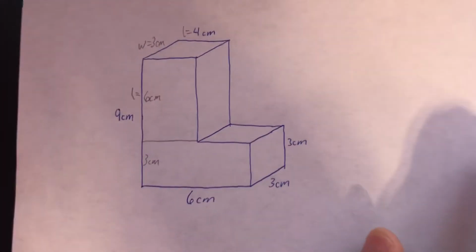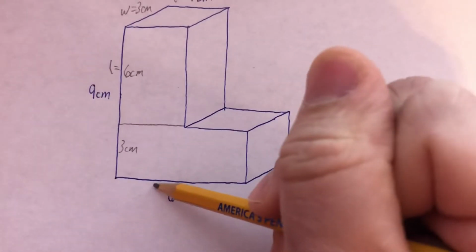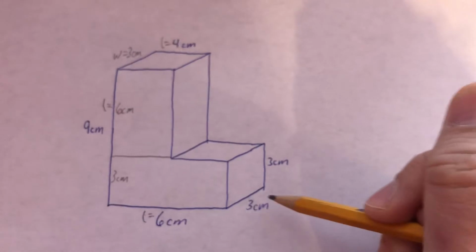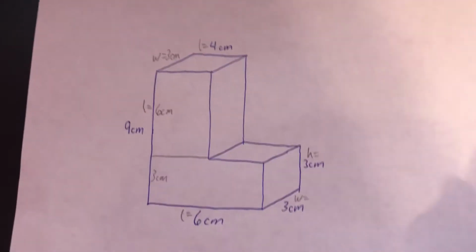So I've got all dimensions for the one on top, so let's look at the one on the bottom. So let's see, length is labeled. There we go, 6 centimeters. So width is labeled, 3 centimeters. And height is labeled. I had everything I needed. So for the one on the bottom. All right, let's roll through this.